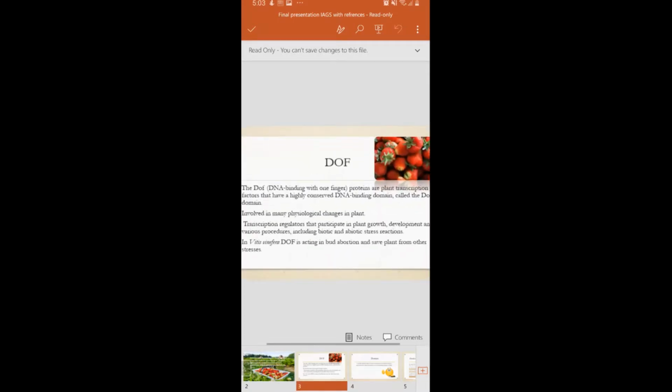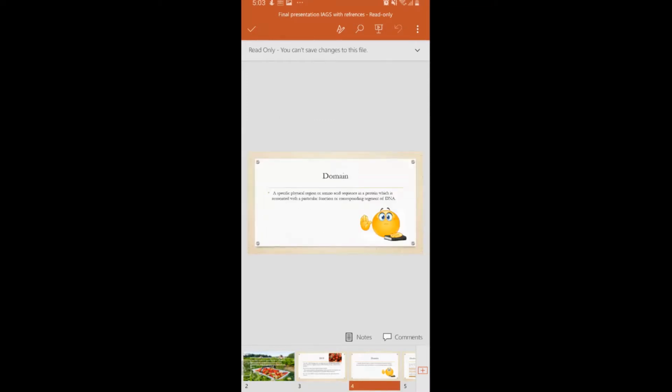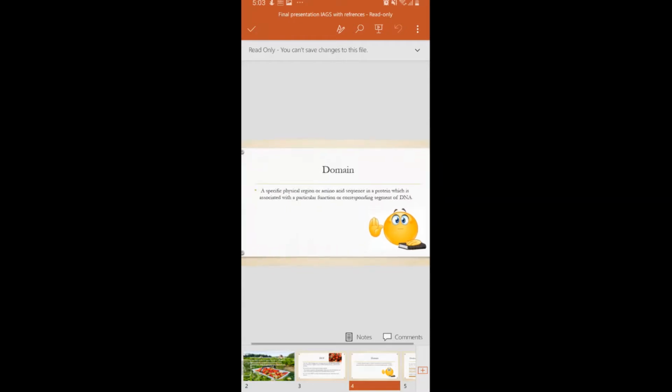In this slide, I have shown that DOF is actually a DNA binding domain. And another question is raised: what is a domain actually? A domain is a segment of DNA or amino acids which has its own particular function.